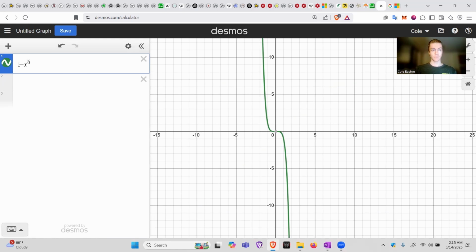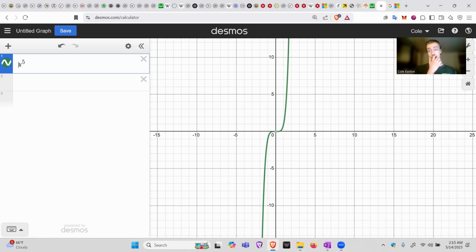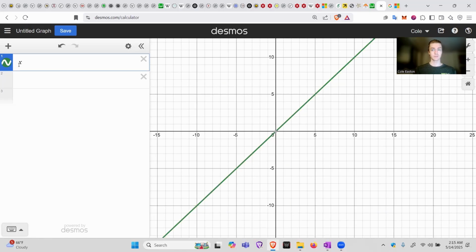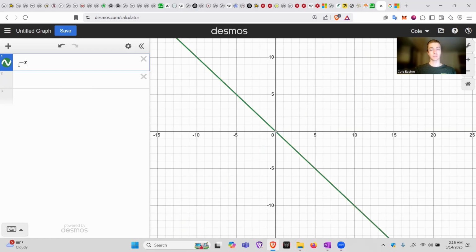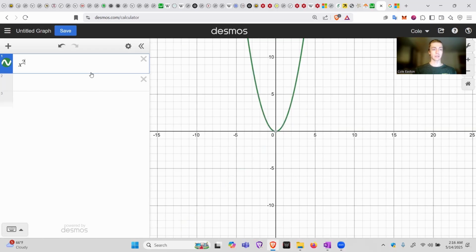If it's positive, it's going to look like the graph y equals x. It's going to have the same behavior as y equals x. If it's negative, it's going to be like y equals negative x, for any odd power function. And then if we have x squared, it rises to both sides: rises to the right, rises to the left. Negative x squared falls to the left, falls to the right.